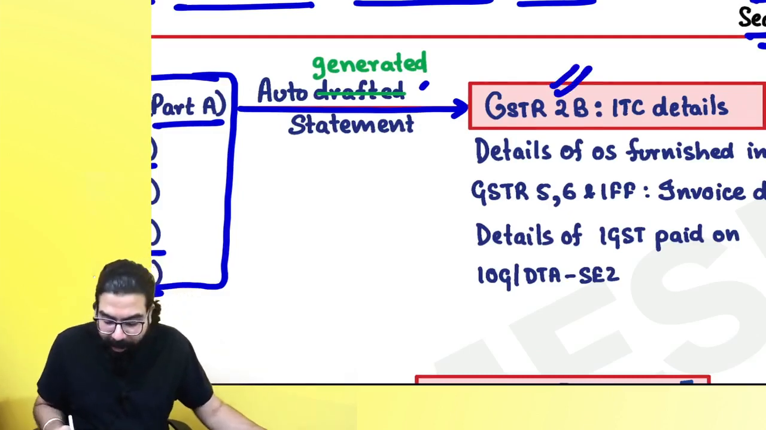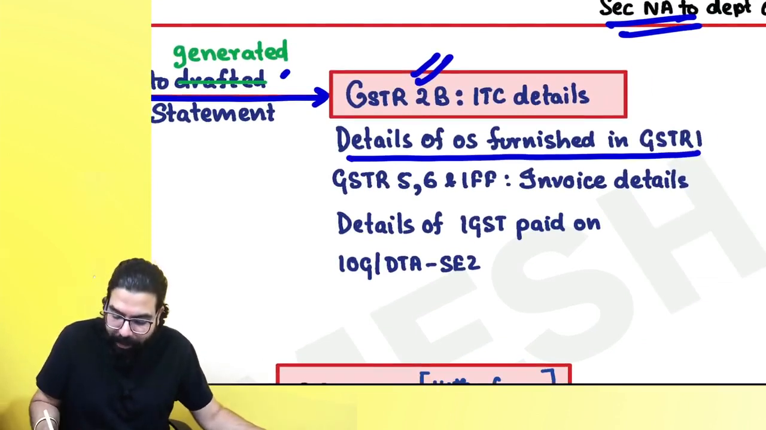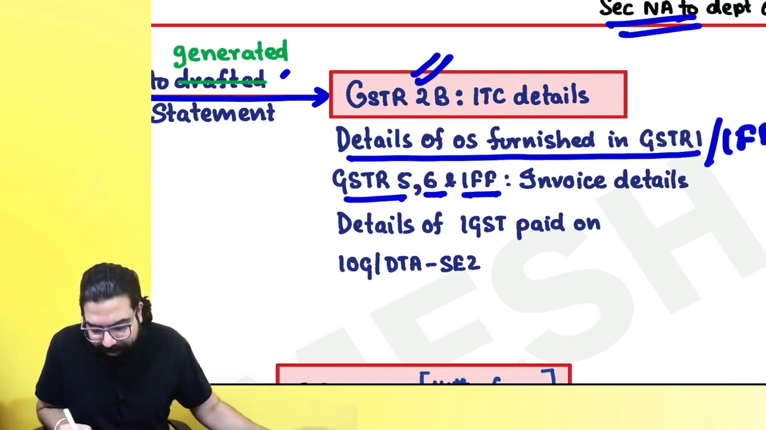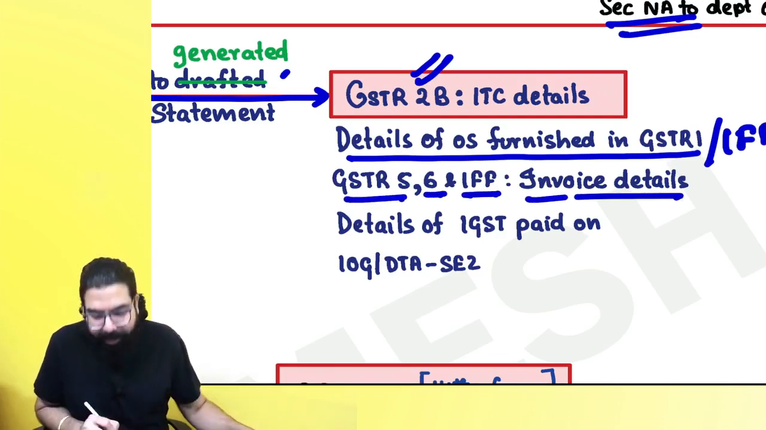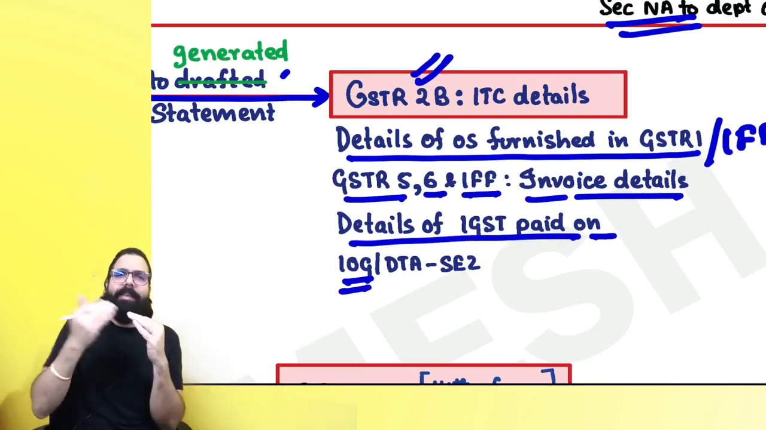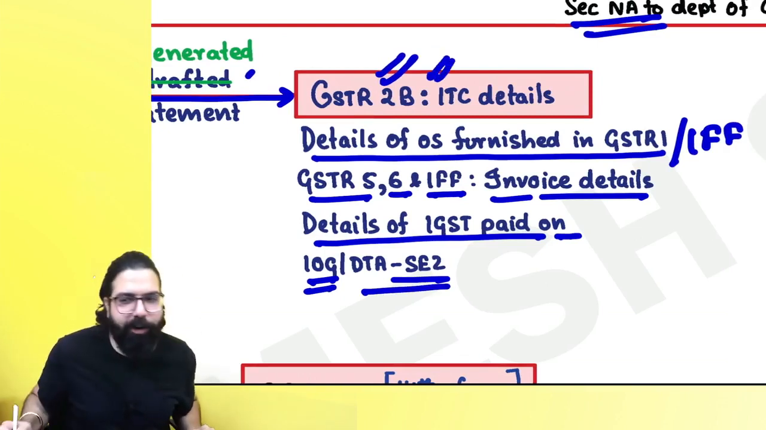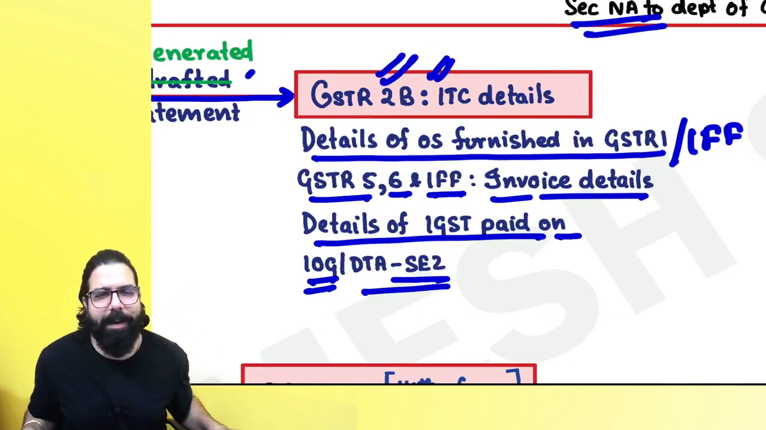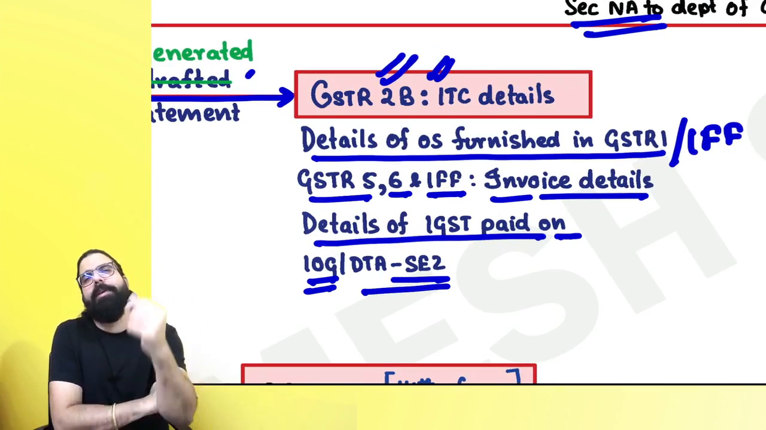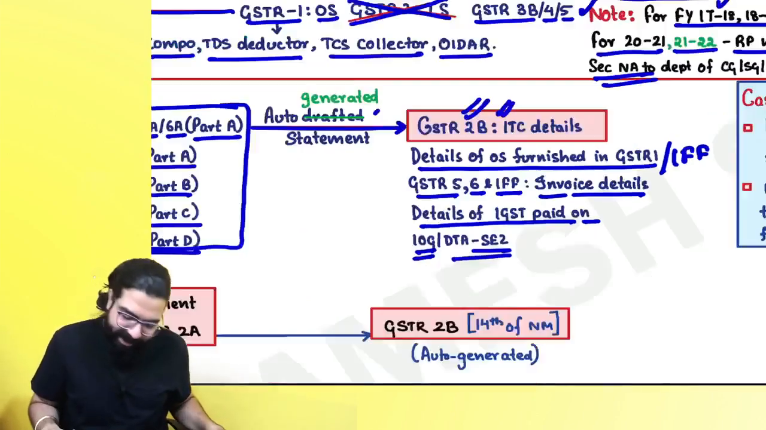All these details are only those relating to outward supply furnished in GSTR 1 or IFF. GSTR 5, GSTR 6, IFF I have written over here. Invoice details will be given to you, and details of IGST paid on importation of goods and SEZ, whenever supply is done to the domestic tariff area. All those details will be appearing in our GSTR 2B. And I hope you remember that we learned in our ITC chapter that whatever details come in your GSTR 2B, you will be eligible to take the credit. Yes sir, point is clear.